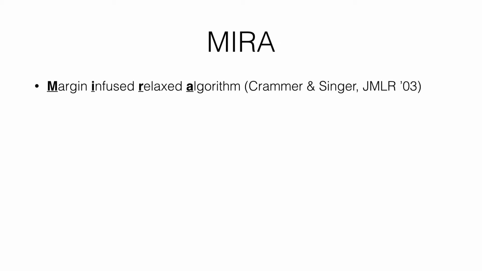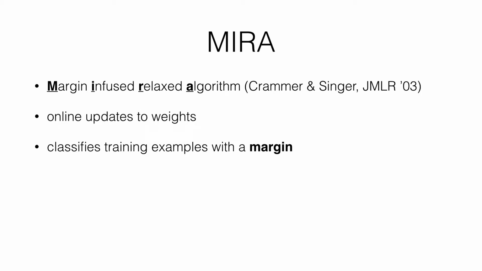So MIRA, just like perceptron, does online updates to weights. That means that it gets one example at a time, with its label, and then its goal is to update its weights or its model based on that one example, and then move on. Throw away that example, stop thinking about it anymore. And the difference between MIRA and perceptron is that MIRA is specifically formulated, the math is formulated, so that its goal is to classify the training examples that it gets with a margin.